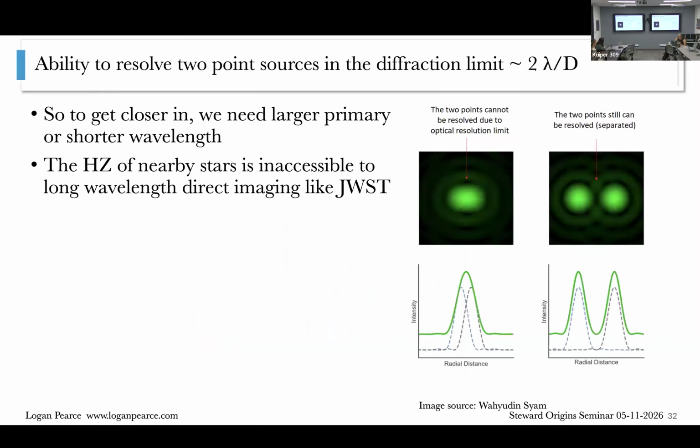And this matters because the ability to resolve 2 point sources, like a planet around a star, goes kind of like 2 lambda over D. So things that are closer than that are not going to be resolvable. So to get in closer, we need a large primary or a shorter wavelength or both. And this means that the habitable zone of nearby stars is inaccessible to JWST, for example. We could kind of get there with Sirius B just because it's so hot and the habitable zone is so far away. We think that's pretty much the only star that JWST can get close to the habitable zone.